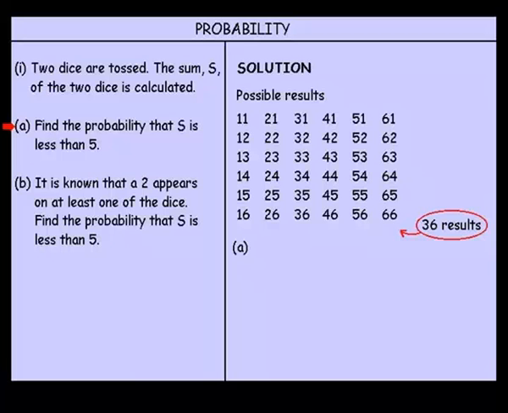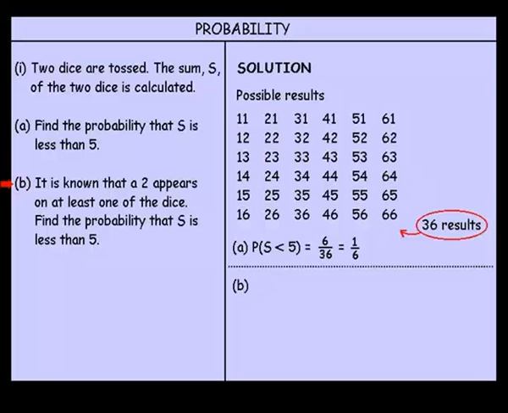Part A. Find the probability that S is less than 5. Well, I've highlighted there all those that have a sum of less than 5. Everything else you'll see is 5 or greater. So it happens 6 times. So the probability is 6 out of 36, which breaks down to 1/6. It's always a good idea to simplify your final answer.